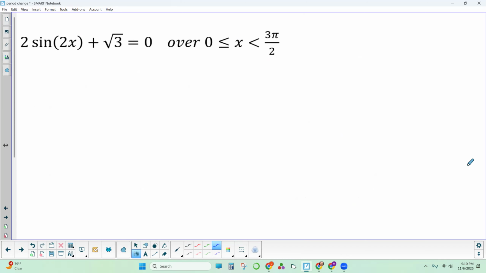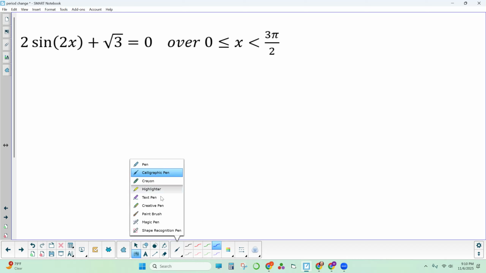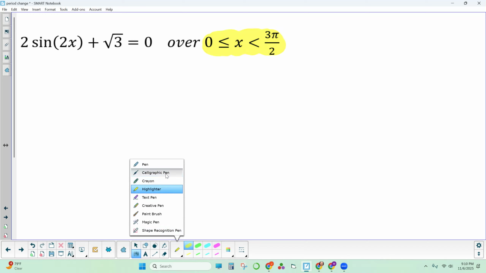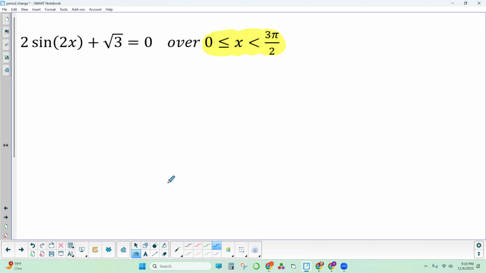Our first one here, we are solving over the interval 0 to 3 pi over 2. We always want to look at that first, to tell us: are we solving for angles in degrees or radians? This is in radians. If I look at this sine function, I can see the 2x, so I know this has been compressed horizontally. When I solve these, I'm going to have to adjust our solutions to account for that change. We will do that at the end.